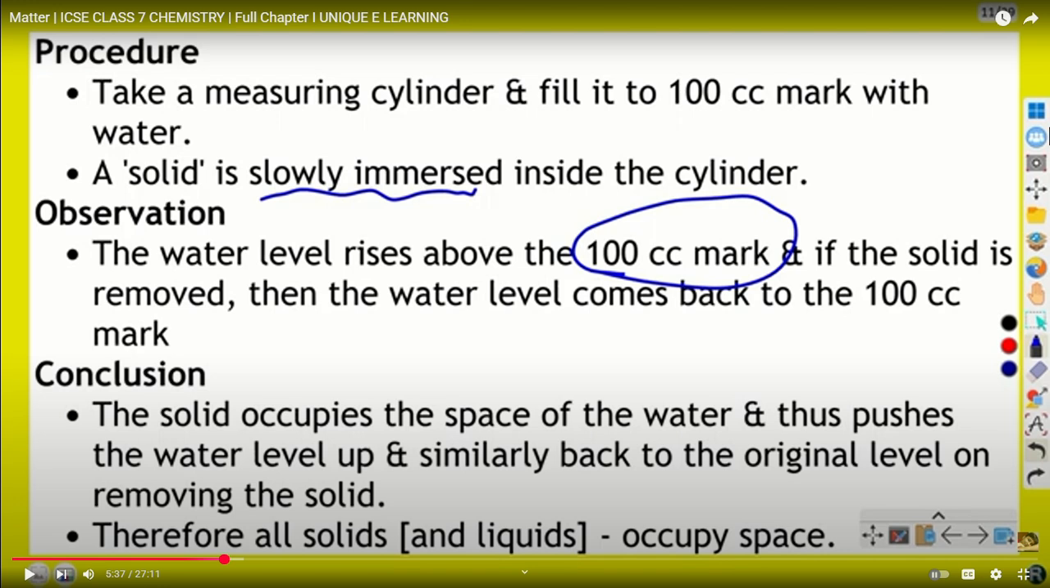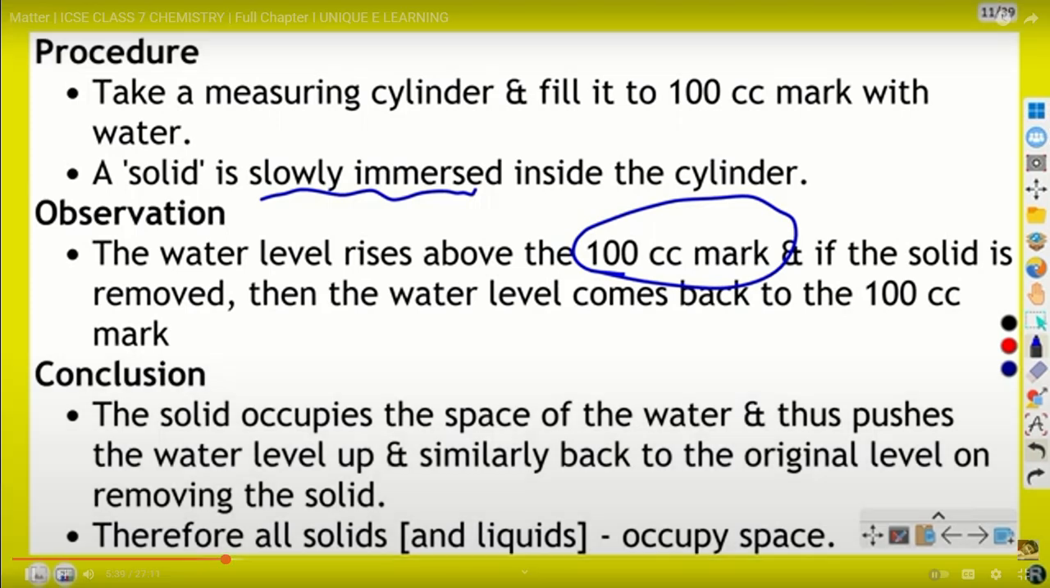If the 100 cc mark water is there, and if we put a stone, for example, into the measuring cylinder, the water level will rise. How much the water level rises: 100 cc is there, and it rises up to 120. 20 is the volume of the stone. That is what. So let's start.